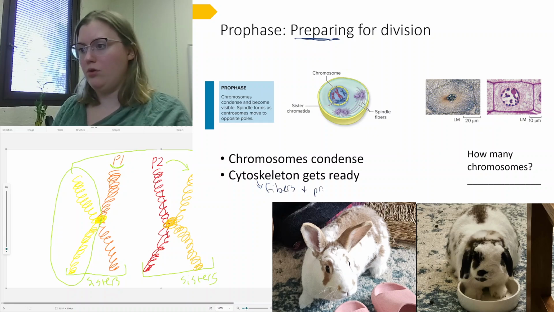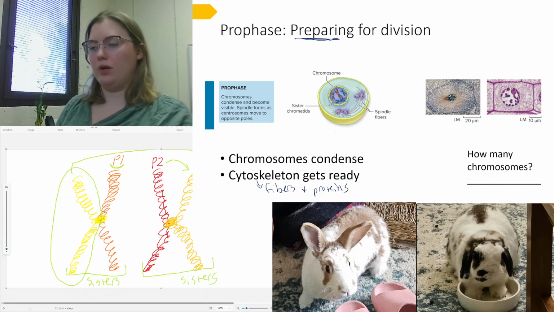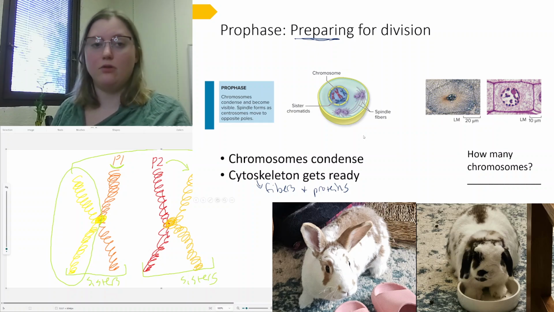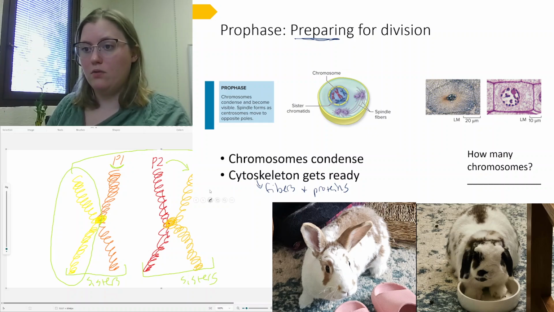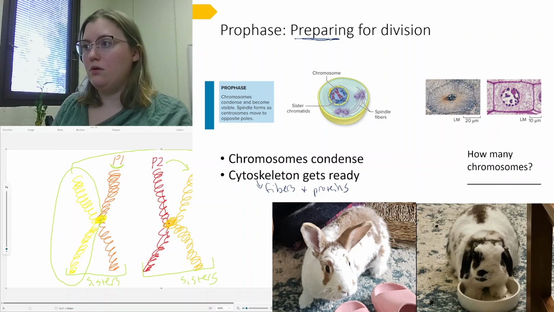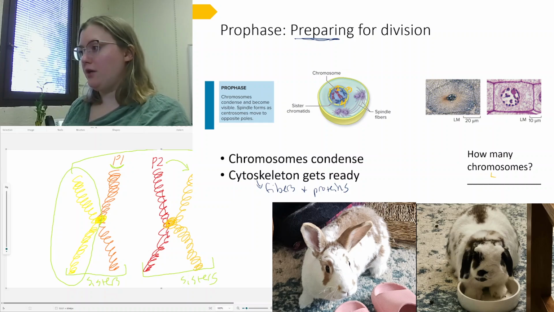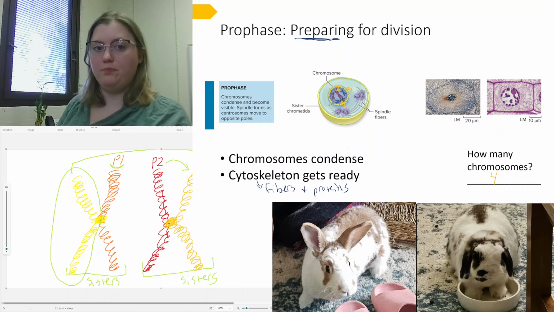Fibers and proteins. Okay, so we're going to count the chromosomes here, and you're going to answer how many chromosomes are in the cell during prophase. So I'm going to get a little bit of a brighter color. We're going to do orange. So we've got 1, 2, 3, and 4. Okay, so how many chromosomes do we have here? We have 4. All right.